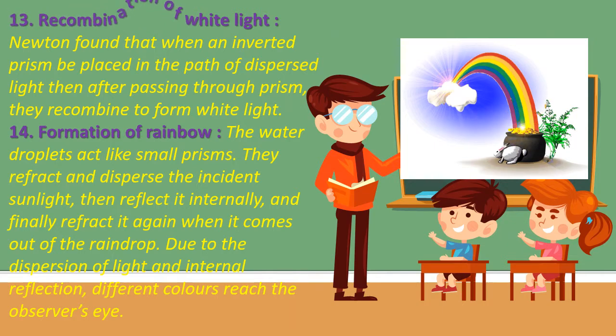13. Recombination of white light. Newton found that when an inverted prism is placed in the path of dispersed light, then after passing through the prism, the colors recombine to form white light.